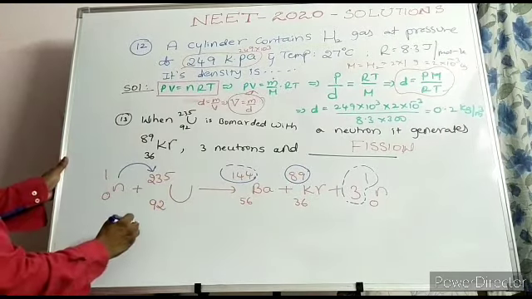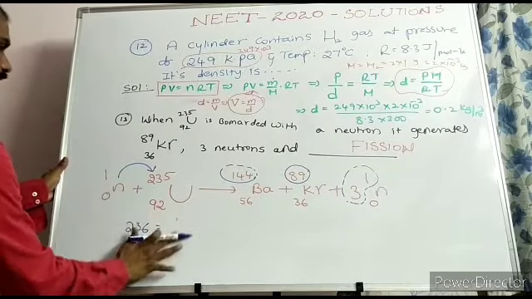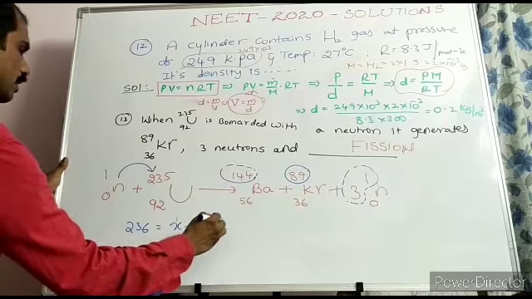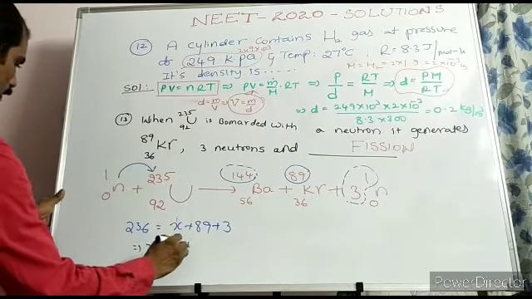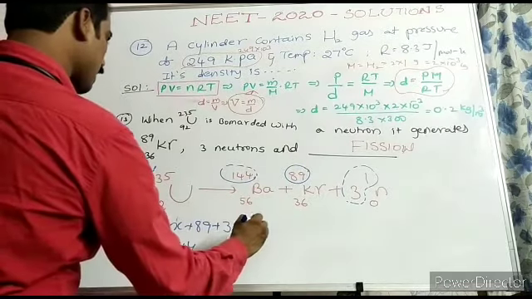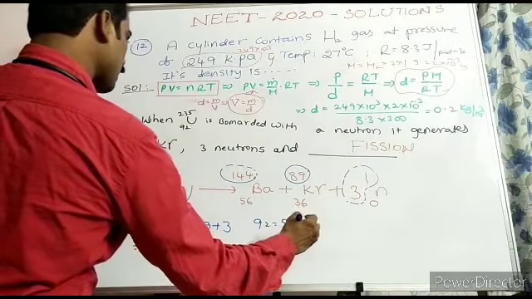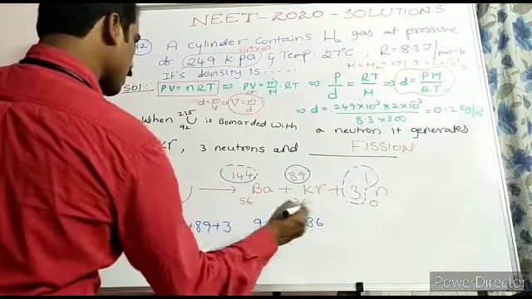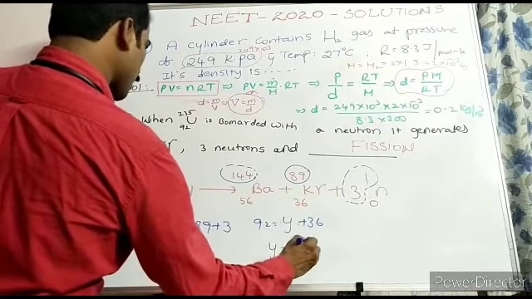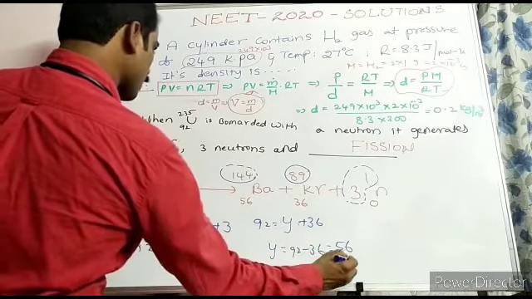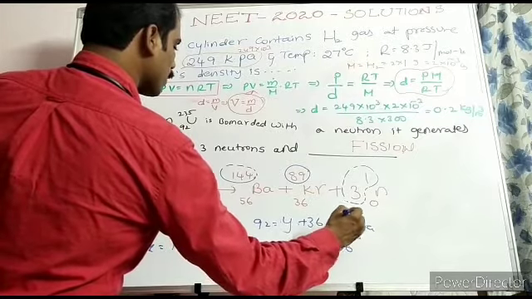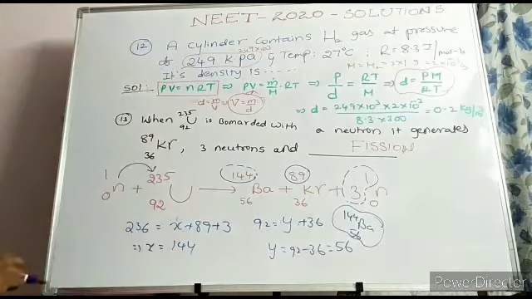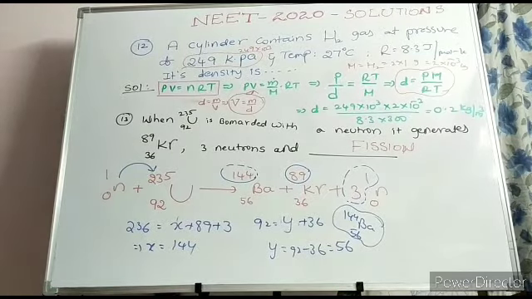That is 236 is equal to x plus 89 plus 3. That implies x is equal to 144. And 92 is equal to 56 plus y plus 36. Y is equal to 92 minus 36, that is equal to 56. So barium 56, 144 is the element. It is a generalized fission reaction which takes place at room temperatures also.